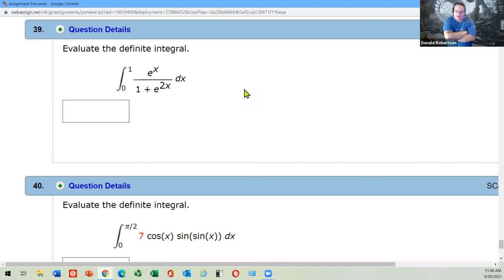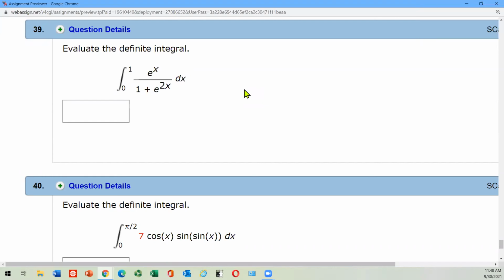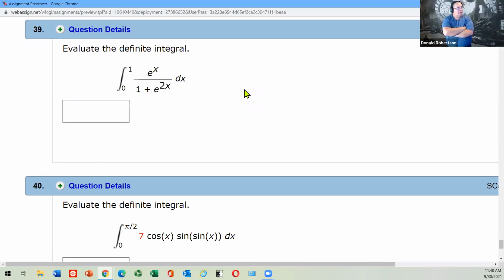And it is a trick question. 2x. Oh, I see where you're coming from. Good try. It's e to the x. Yeah, it's just e to the x. But I can see where your 2x is coming from. Can you trust me, if you do a u sub of e to the x, that just becomes 1 over 1 plus u squared, and you can do it.